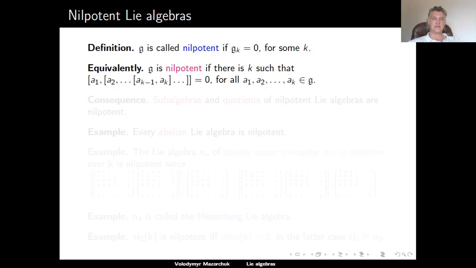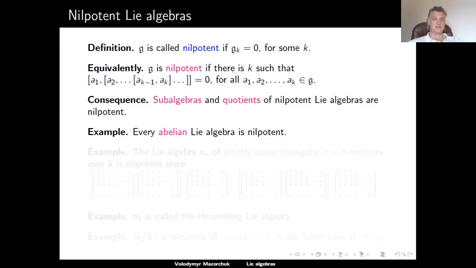Equivalently, we can say that the Lie algebra is nilpotent if there is a positive integer k such that a consecutive bracketing of k elements of this Lie algebra is equal to 0 for any k elements in the Lie algebra G. So here one can observe that this property is obviously inherited by all subalgebras of G and by all quotients of G. In other words, subalgebras and quotients of nilpotent Lie algebras are always nilpotent.